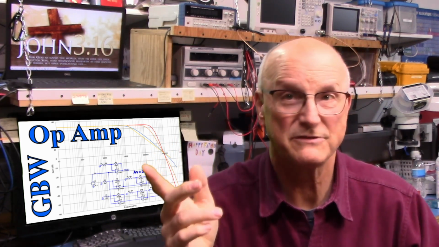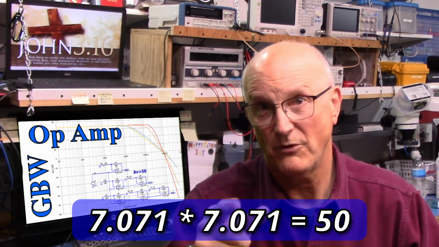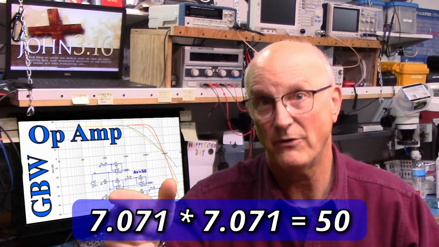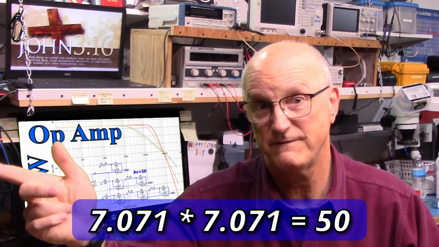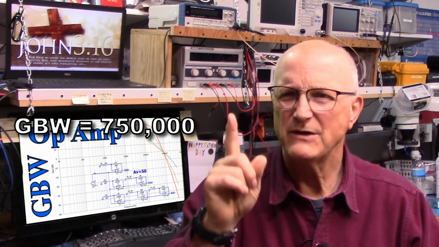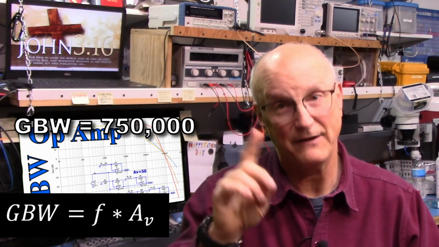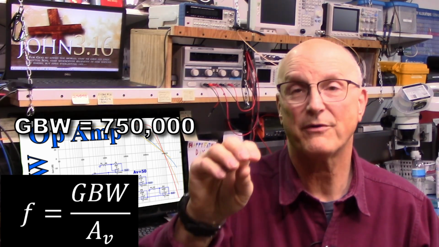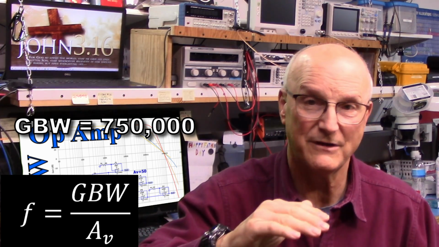Why 7.071? Because 7.071 times 7.071 is 50. So with a gain bandwidth product of 750,000, we ask the question, what is the frequency where the gain will drop below 7.071? Now, gain bandwidth product, again, is frequency times gain.